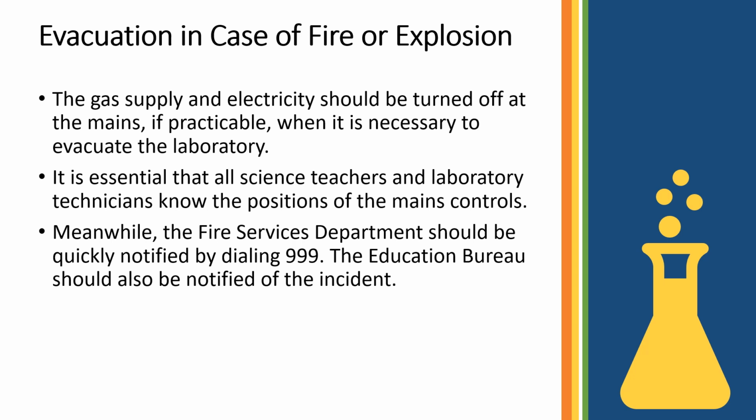The gas supply and electricity should be turned off at the main, if practicable, when it is necessary to evacuate the laboratory. It is essential that all science teachers and laboratory technicians should know the position of the main controls. Meanwhile, the Fire Services Department should be quickly notified by dialing 999. The Education Bureau should also be notified of the incident.